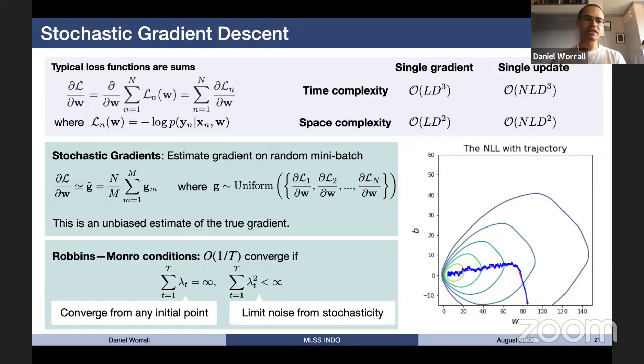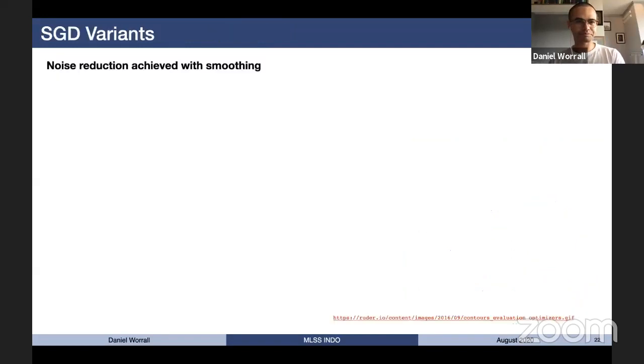And there are some extra conditions. Remember, we had this lambda term in the gradient descent. There have to be these extra conditions called the Robbins-Monro conditions. If you stick to them, which is usually very easily done, then we get convergence. But that's just an advanced detail.